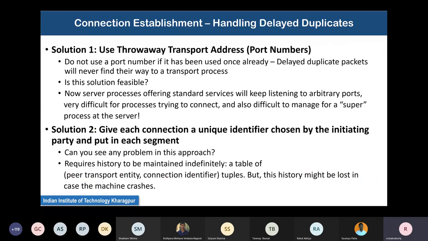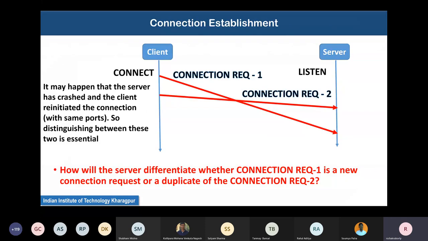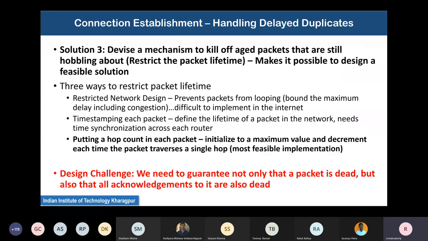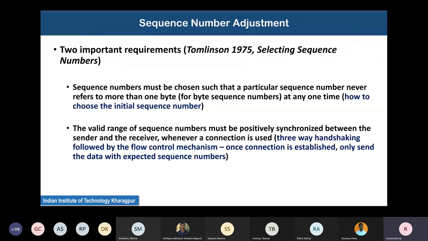Till now, we were considering situations where we said nothing about the acknowledgement, but acknowledgements can also be normal segments. They can also be delayed. They can also be lost on the way. So this has to be solved.